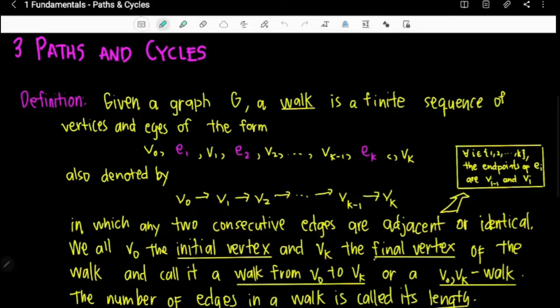So basically, you're following a series of vertex and edge. So vertex, edge, vertex, edge, vertex, edge, in such a way that two consecutive edges are adjacent or identical. So meaning a walk is like traveling on the graph. So you're moving from one vertex to another through an edge. So that means two edges must be adjacent.